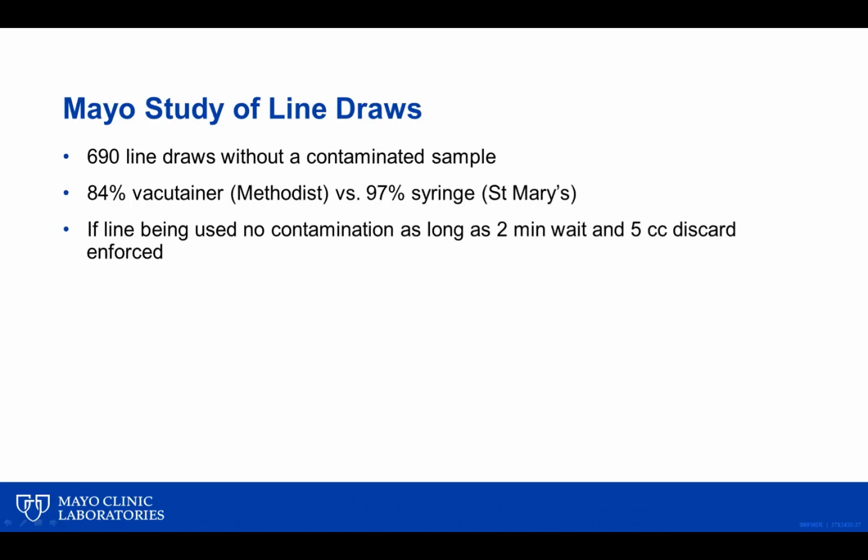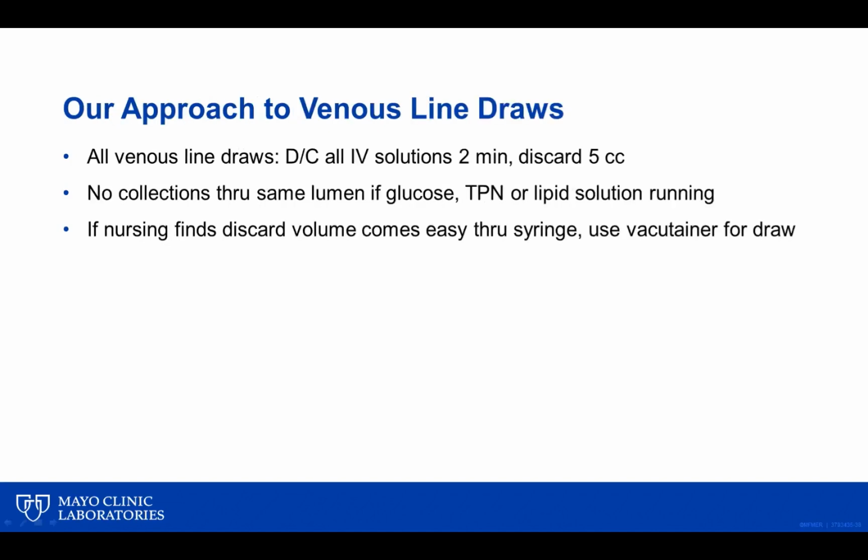And so if you do a few simple things like that, and again, it's obviously easier said than done. It's usually out of the control of the lab. So by making people aware, we can try to limit this issue. And so ultimately, it's a nursing decision to discontinue. So if we give TPN or dextrose or a drug, we're not going to use the same lumen for collection, and then ask if the discard comes easy, then we would use that vacutainer versus the syringe for the actual blood draw.